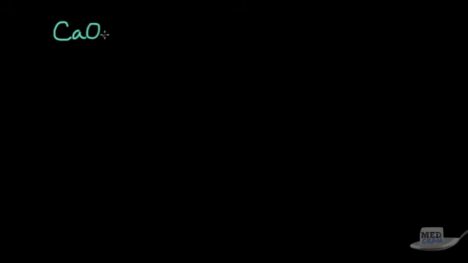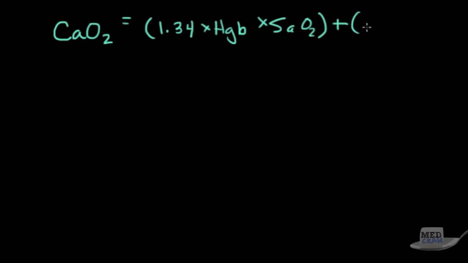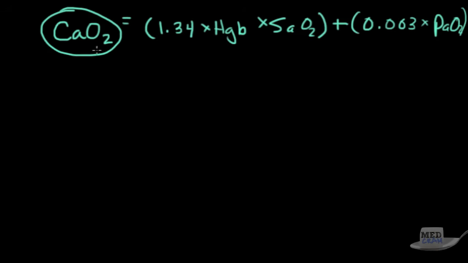We've said that the content of oxygen in the blood is equal to 1.34 times the hemoglobin concentration times the saturation of O2 plus 0.003 times the PaO2. So if I wanted to increase the concentration or the carrying ability of oxygen in the blood in general, would it be more important for me to increase the saturation or the PaO2? It would be more important to increase the saturation, just algebraically based on where this equation is.